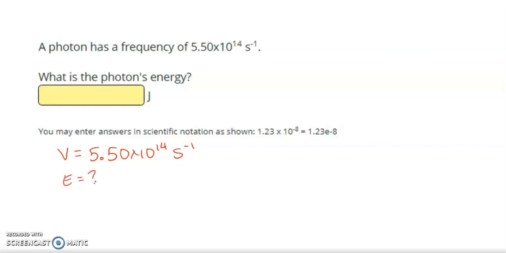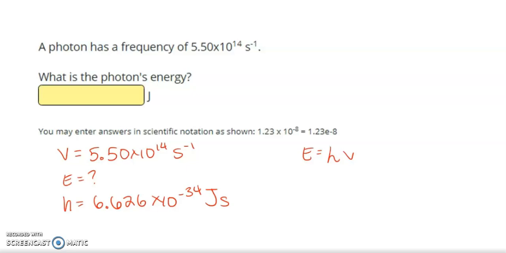We're looking for energy. And this time we're going to use a different equation and a different constant. So the equation we'll use is E equals Planck's constant times frequency. Planck's constant is a constant. It's on the AP reference table, and it's h. And h is equal to 6.626 times 10 to the negative 34 joules second.